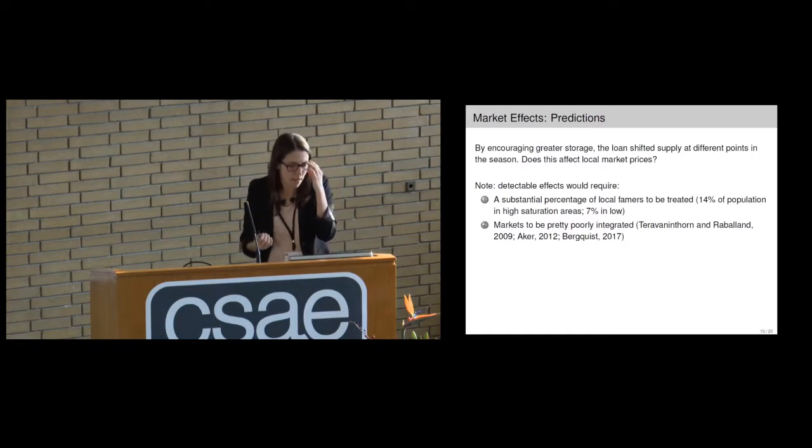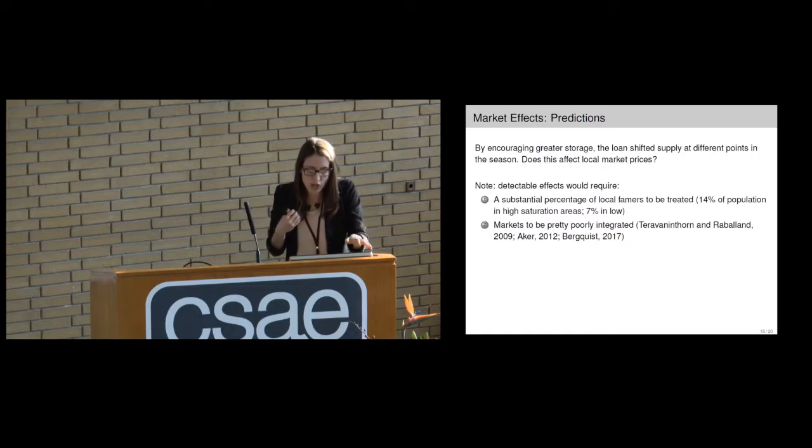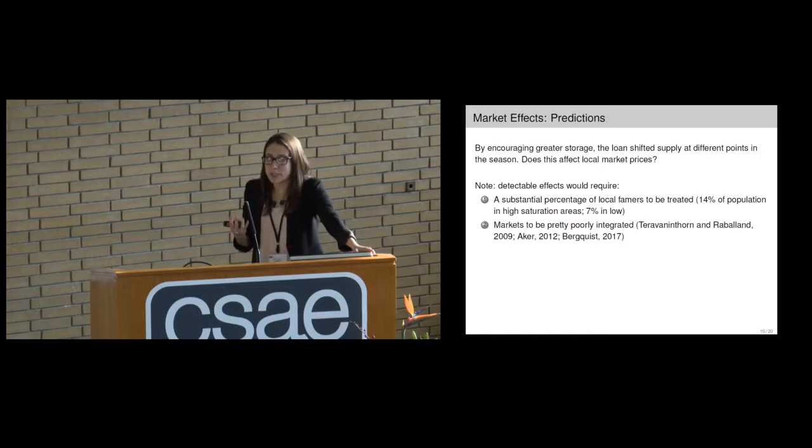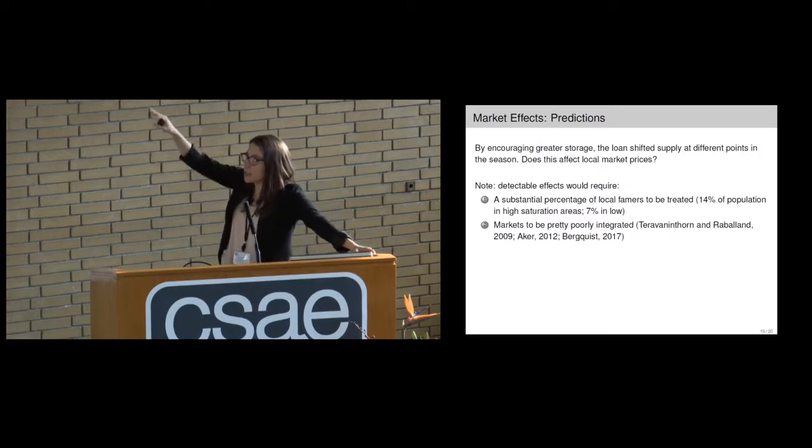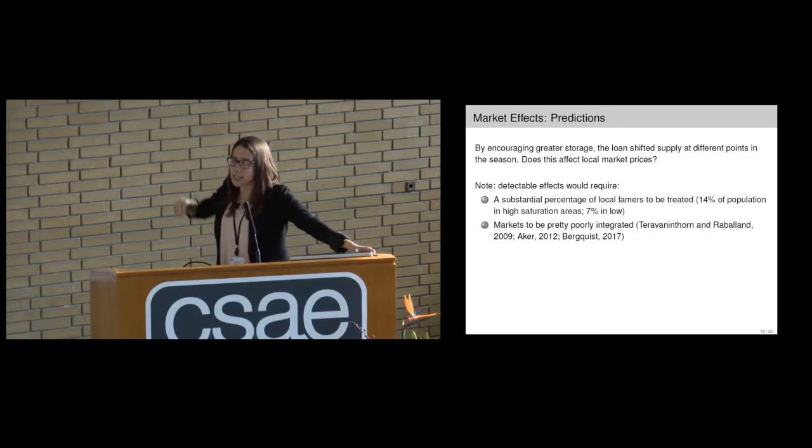Right? So on the first point, in terms of the size of the shock, we are treating what I would call a small but meaningful percentage of the total population. So we're treating 14% of the population in high saturation areas, 7% in low, and in the paper we actually quantify the exact shift in quantity we think we're inducing.